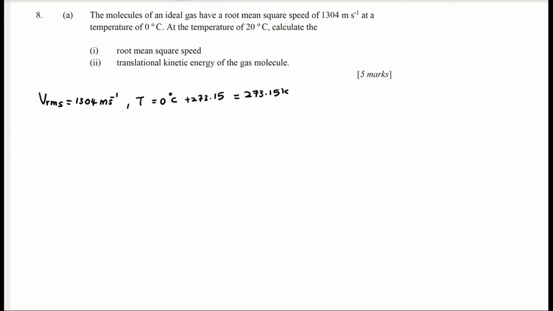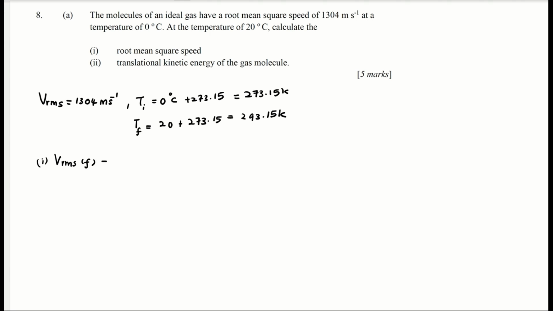Okay. So at the temperature of 20 degrees Celsius, so this is T initial. So T final is 20 plus 273.15, which is 293.15 Kelvin. So T final. Okay. So calculate the root mean square speed. So we want to calculate what is the VRMS final.